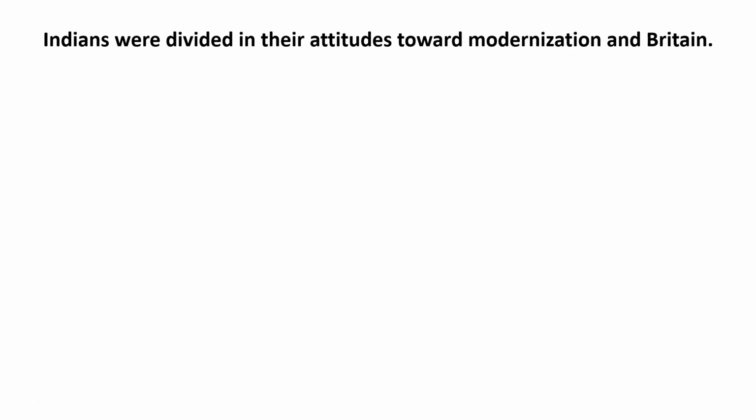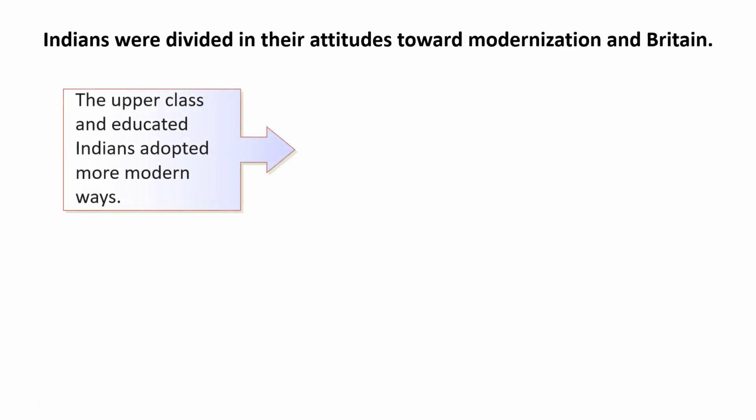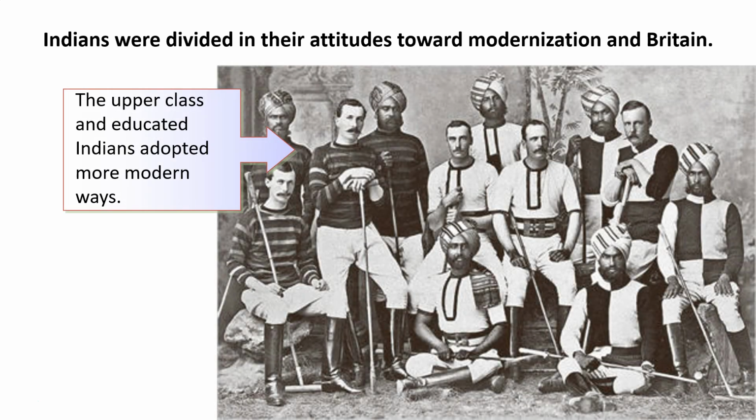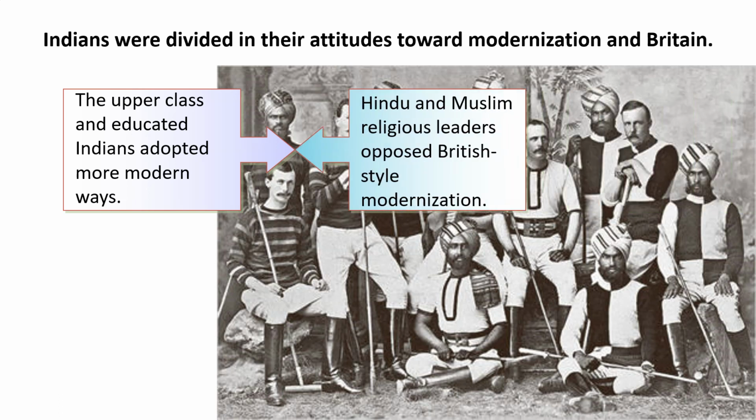Indians were divided in how they looked at what Britain was doing in their country. The upper class, again, the ones that benefited the most from the British ways, British education, getting wealthy off of trade, they tended to adopt more modern ways. And you can see the polo team here. You have Indians as well as Brits as part of the polo team. But you've got Hindu and Muslim religious leaders that opposed British-style, Western-style modernization. Certainly they favored more traditional ways, focused and based on their religion.